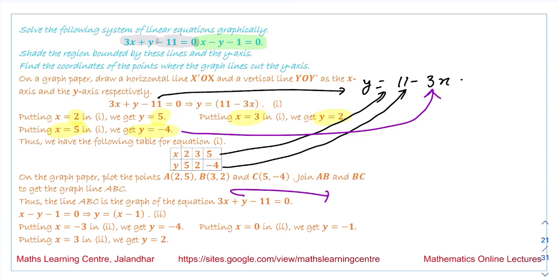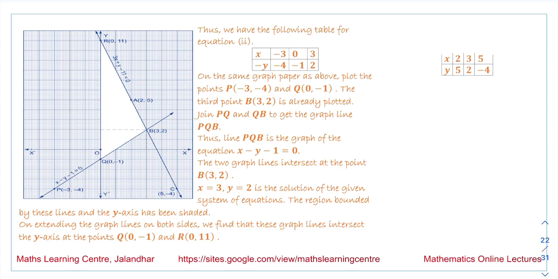Similarly, for the second equation, we are saying y is equal to x minus 1. We have substituted now x is equal to minus 3, x is equal to 0 and x is equal to 3. And the values of y corresponding to it: for x is equal to minus 3, it is minus 4. For x is equal to 0, y is equal to minus 1. For x is equal to 3, y is equal to 2. These are the values of y corresponding to x that we have obtained, and these are the values we have shown over here: for the first equation these are the values, and for the second equation these are the x and y values.